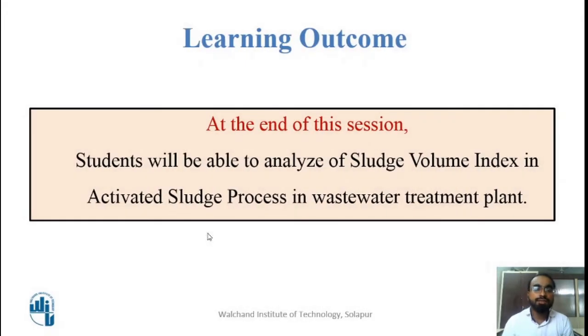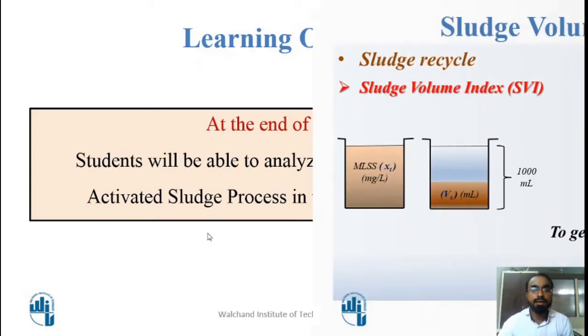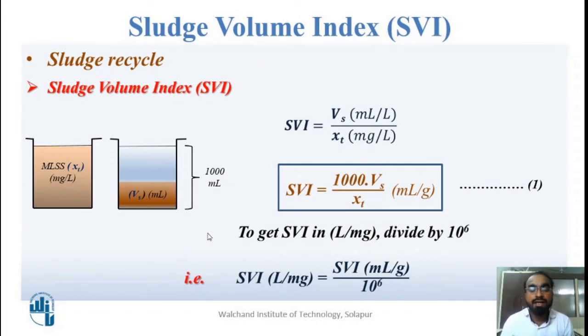So what are the learning outcomes? Students will be able to analyze the sludge volume index in ASP in a wastewater treatment plant. We had defined earlier that SVI is defined as 1000 into Vs divided by Xt. Here, Vs is the volume of settled sludge in the secondary clarifier and Xt is the concentration of microorganisms, that is MLSS, and SVI has a unit of ml per gram.